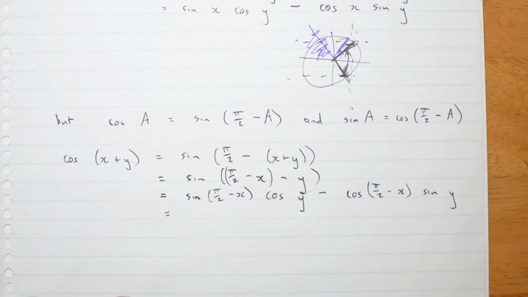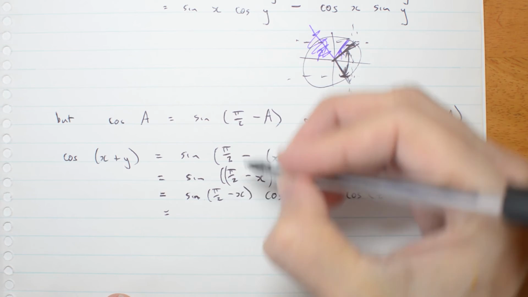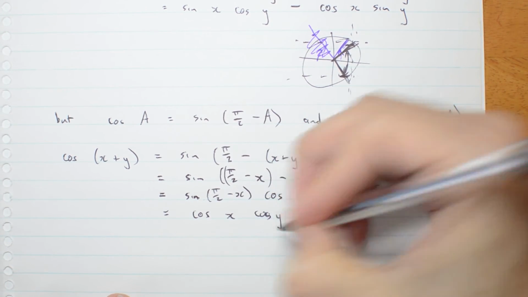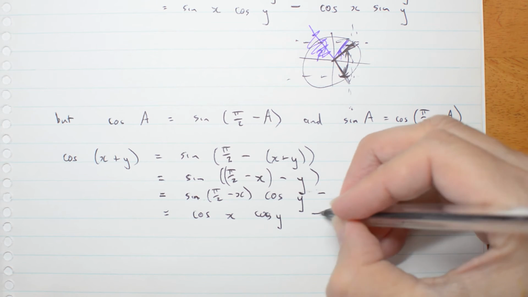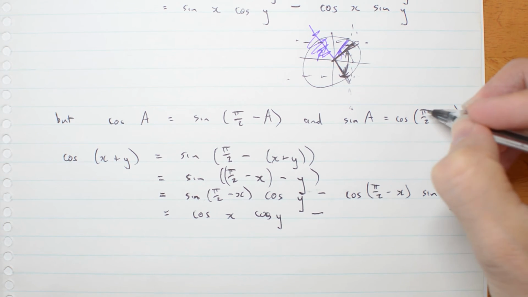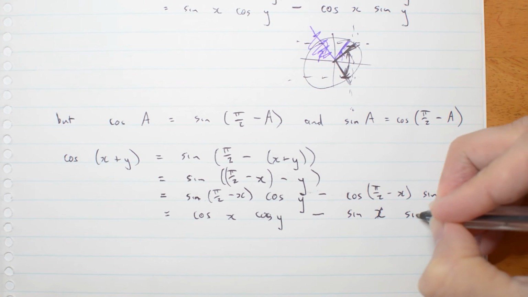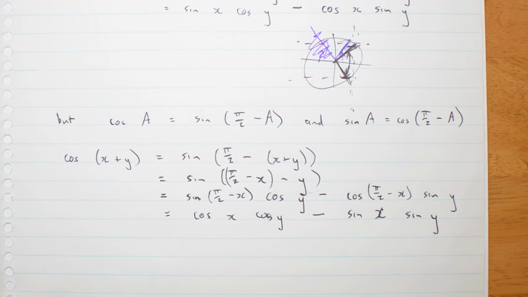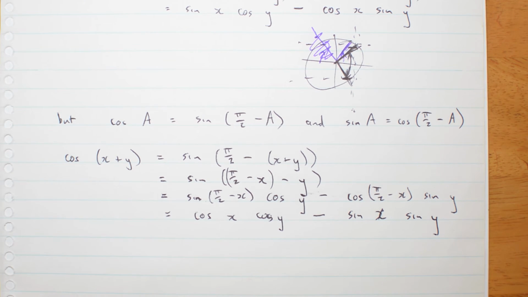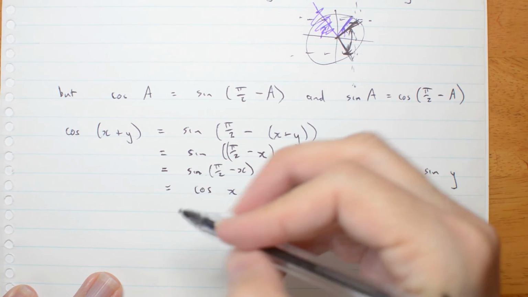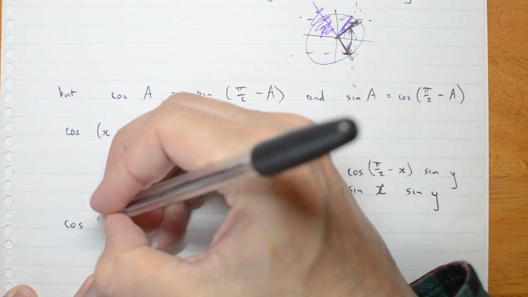But this is the same as cos. Cos x cos y minus, this is the same as sine, sine x sine y. And there's my rule for the angle sum for cos. With apologies for the noise of my barking dog in the background. So then it's very easy, same way we did before, to get the angle difference.